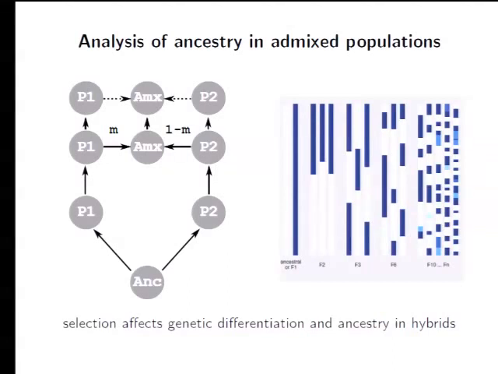Likewise, selection can affect the frequency of different blocks of ancestry in hybrid populations. So again, I'm thinking about things in terms of painted chromosomes here. If you have a combination of painted chromosomes that decrease fitness in hybrids, then selection is either going to remove one of those two chromosomes from the admixed population, or it's going to confine them to alternative genomic backgrounds where they don't cause problems.